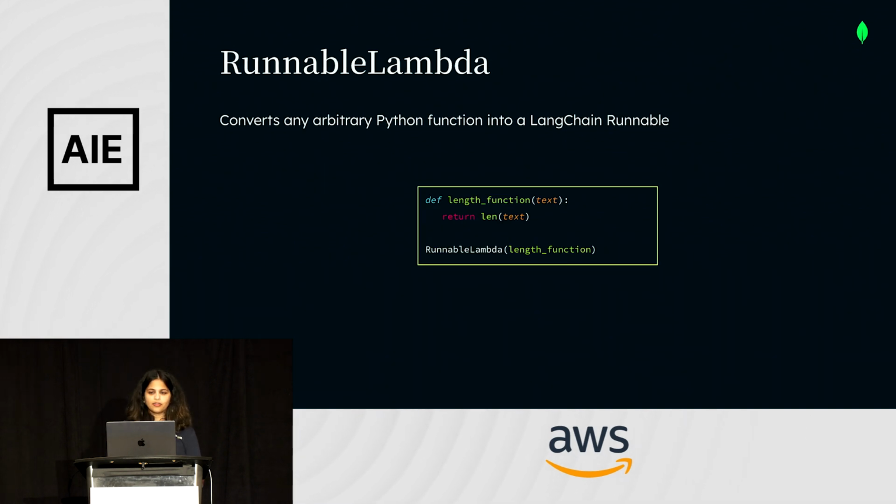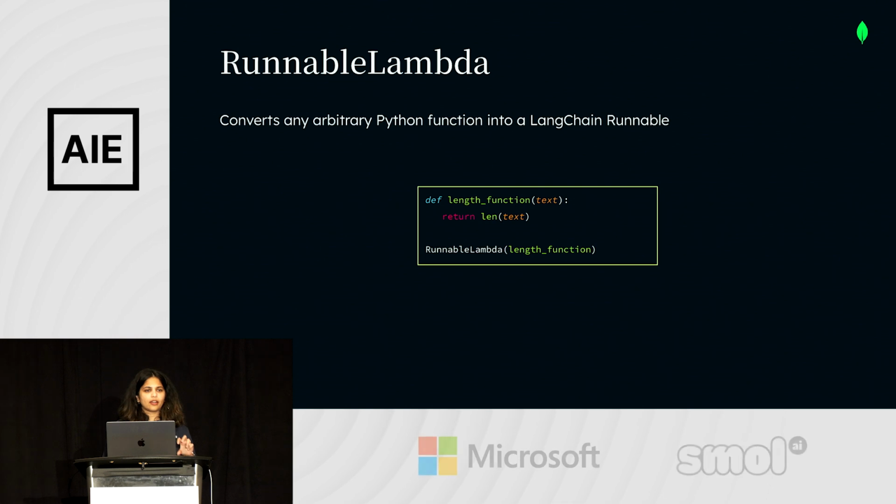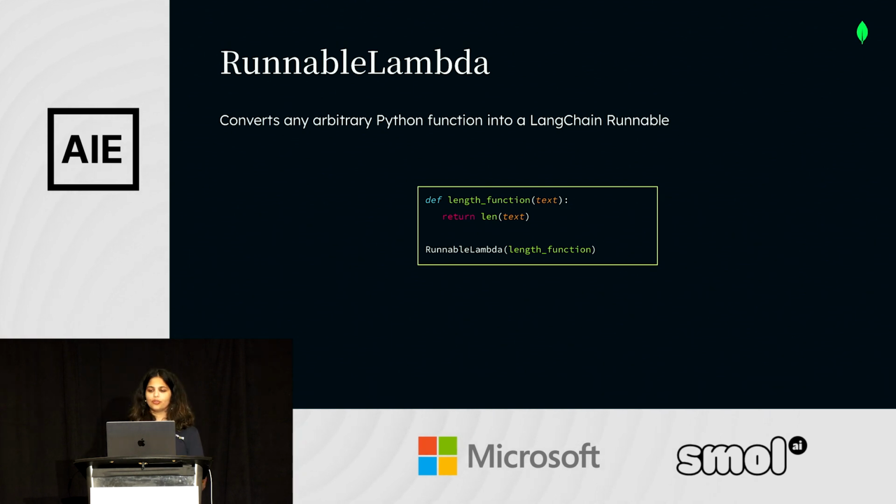And finally, you have this thing called runnable lambda. And this is a runnable that converts any arbitrary Python function into a LangChain runnable. And it's as simple as defining the function and then wrapping the function into a runnable lambda.